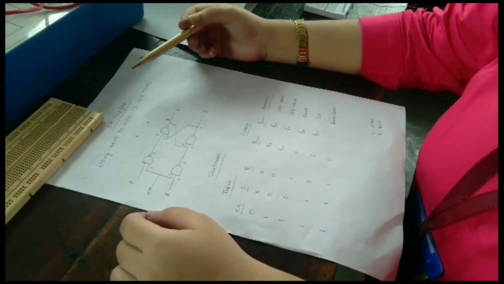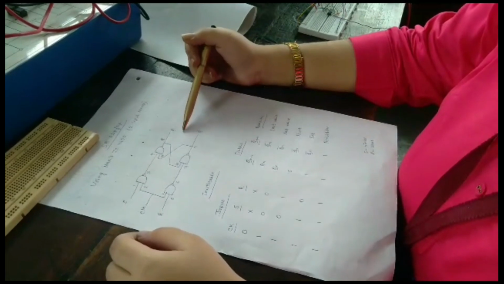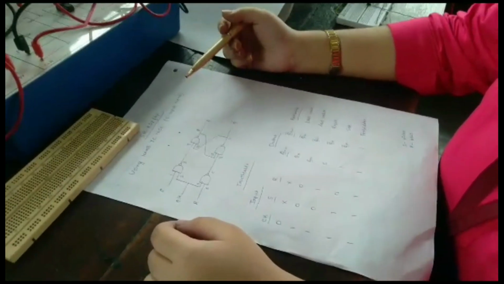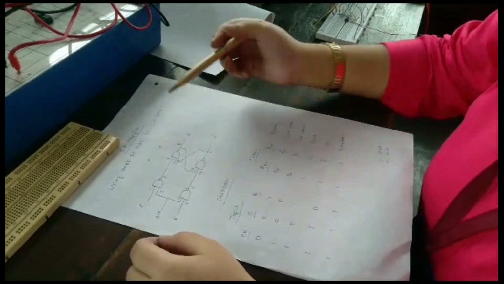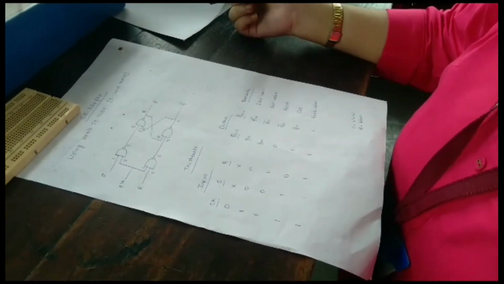Today we are going to talk about SR flip-flop. So this is an SR flip-flop using NAND gate. We all know that the IC for the 2-input NAND gate is IC7400. This is the circuit diagram of SR flip-flop with a clock.